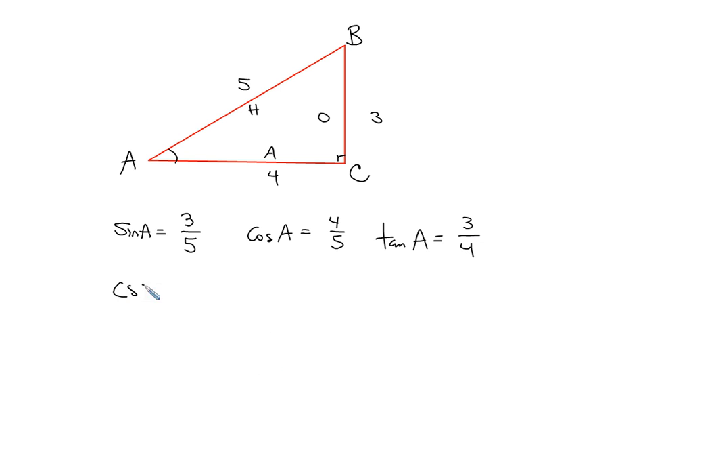Good. Now what if I wanted cosecant of A? What would that be, since sine is 3/5? 5 over 3. Secant would be what? Cotangent?